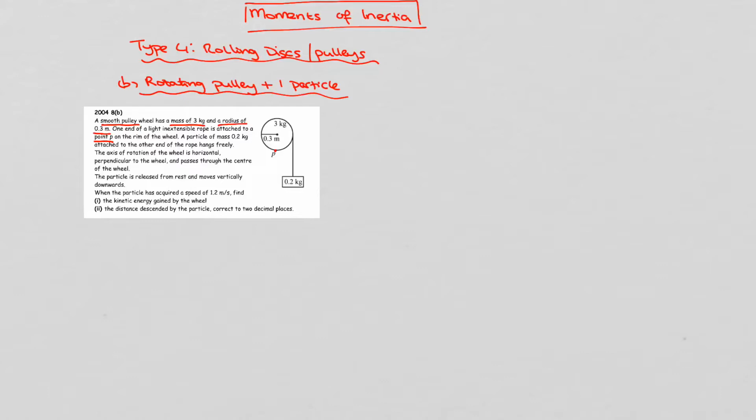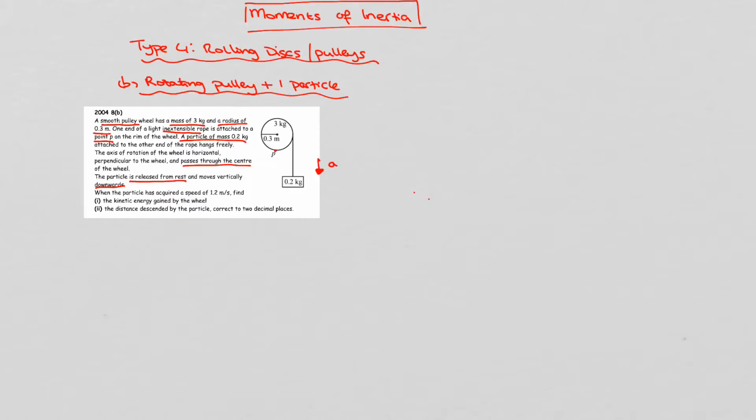So the string is attached to that point. And we have that it's inextensible, meaning it's not going to be bouncing up and down, so no simple harmonic motion either, okay? A particle of mass 0.2 kilograms is attached to the other end of the rope, which hangs freely. The axis of rotation of the wheel is horizontal and perpendicular to the wheel and passes through the centre of the wheel. The particle is released from rest and moves vertically downwards.